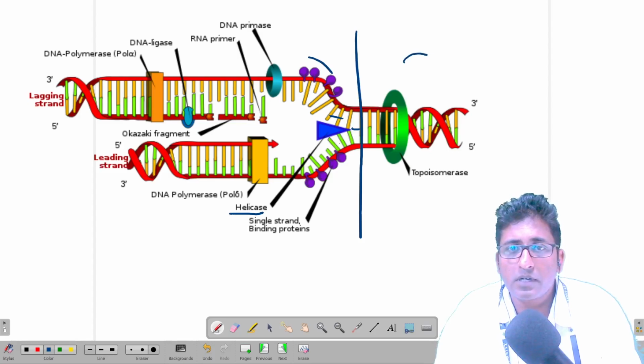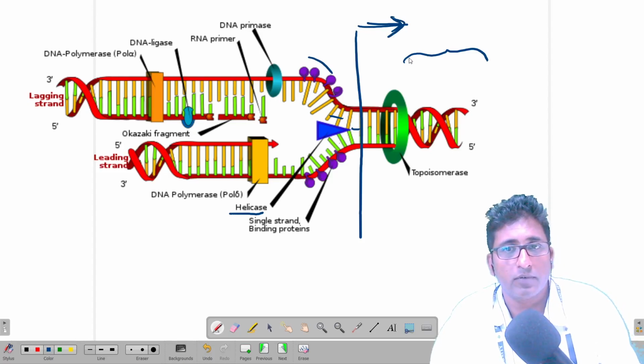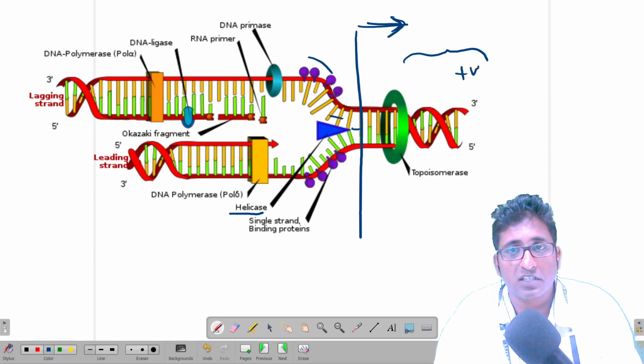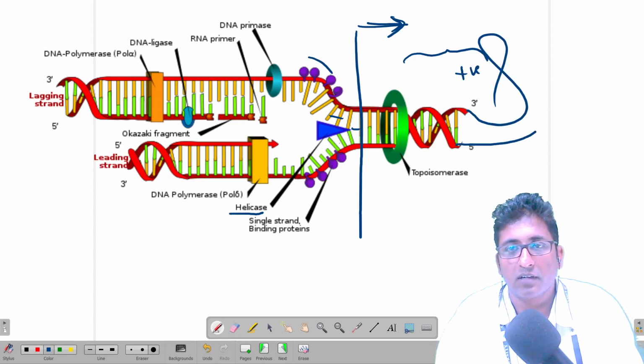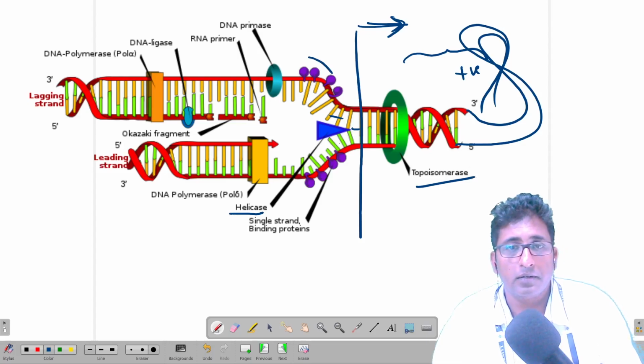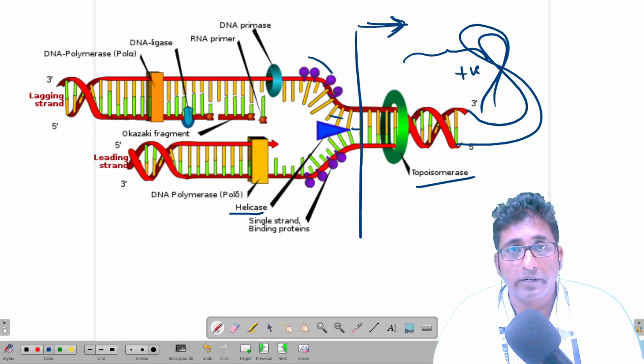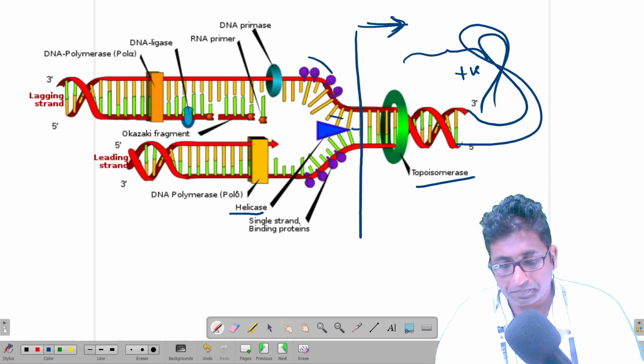The replication fork is moving in this direction, and upstream of it, that is where the positive supercoiling is building, and this DNA would have been bending upon itself in such fashion. How does it relieve the tension? And that is by topoisomerases. And in E. coli, or in bacteria, we call it DNA gyrase.